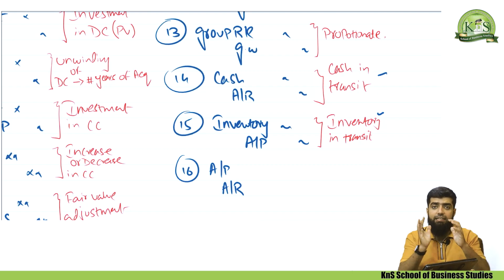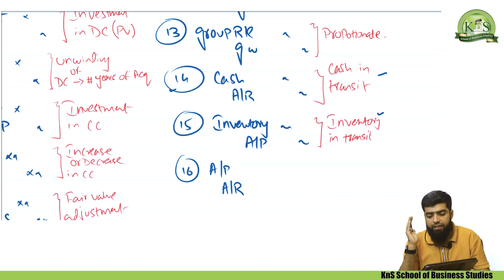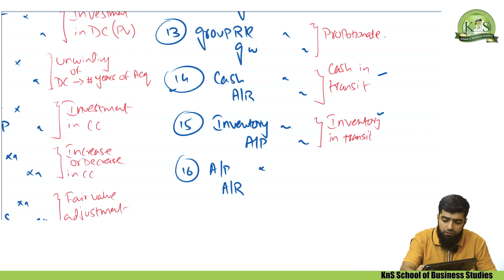Many times it's seen that candidates first of all just set off the accounts payable and accounts receivable. This is not the right way. First you need to adjust the cash in transit and inventory in transit, and once you have done that, then you set off the accounts payable and accounts receivable.